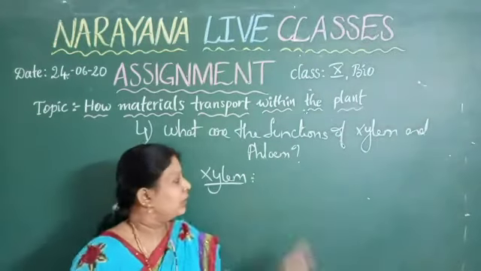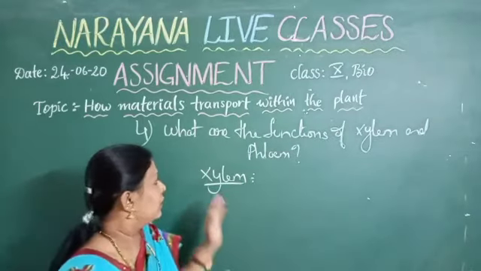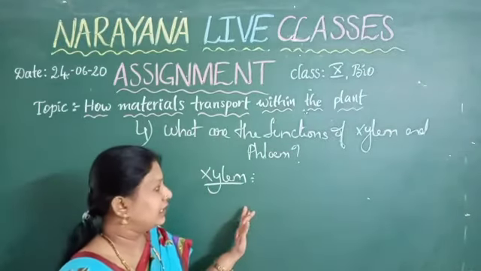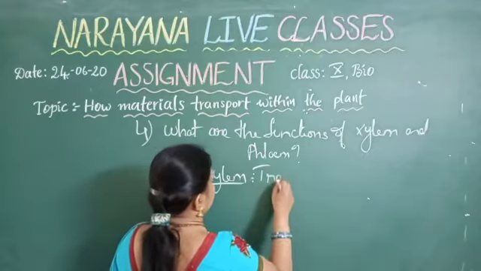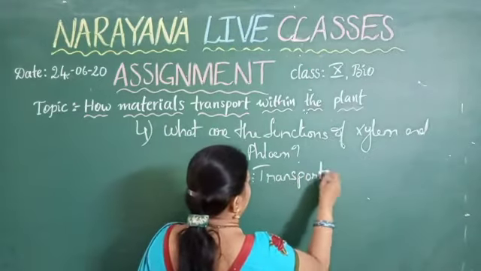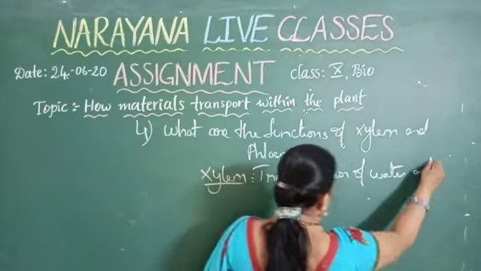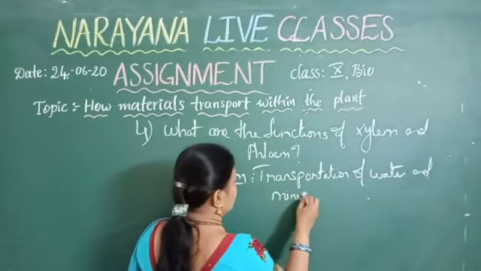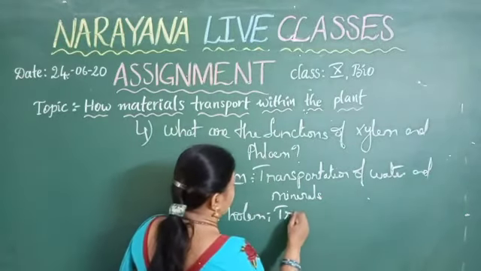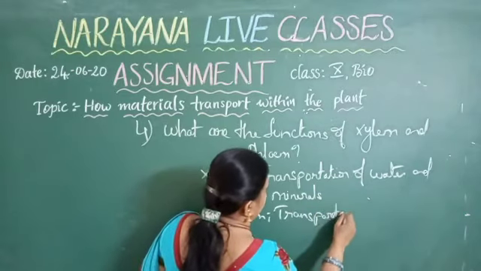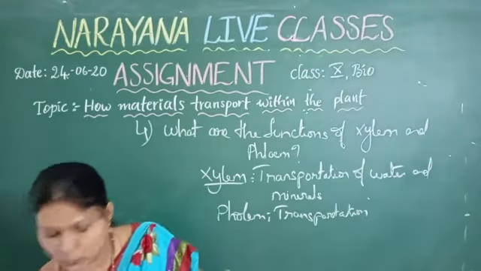The function of xylem is transportation of water and minerals from the roots to different parts of the body. Phloem, transportation of food material to different parts of the body. Transportation of food from leaves to different parts of the body.